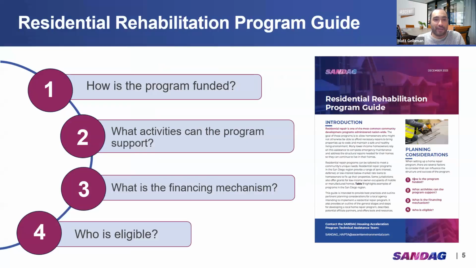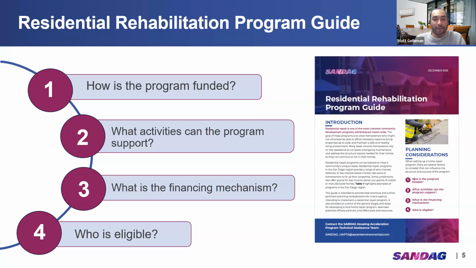Carrie sent out the residential rehabilitation program guide that we developed. It's a publication that provides additional resources on rehabilitation programs and really served as the basis for the content in today's webinar. It outlines 4 key questions that we will touch on, including program funding, supported program activities, financing mechanisms, whether funding is distributed in loans or grants and what that looks like. And we will also cover eligibility.